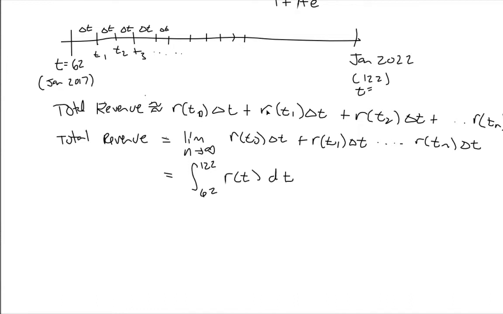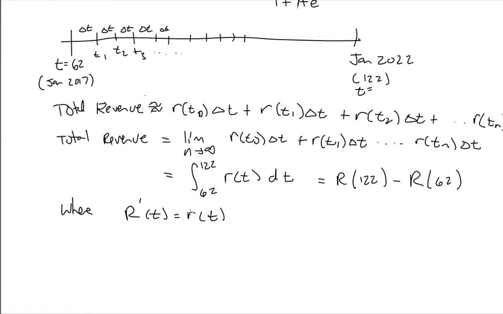Of course, knowing the fundamental theorem of calculus, this is exactly equal to the antiderivative of our revenue, which I'll call capital R, evaluated at 122, minus the antiderivative of our revenue function evaluated at month 62. This is just the fundamental theorem of calculus, where the derivative of R is equal to our monthly revenue. So what this is saying is that capital R is the antiderivative of little r.